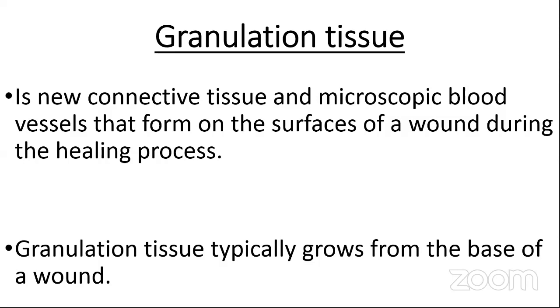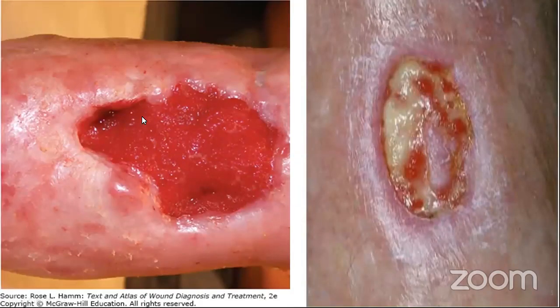Now, granulation tissue grows from the base of the wound because there is tissue there, vascularity is there, whereas the floor and all are dead tissue. So from the base of the ulcer, this new connective tissue and microscopic blood vessels start forming, and this forms a granulation tissue. When the granulation tissue looks red like this, nice, this is a healthy granulation tissue. You can see that edges are also coming closer as the ulcer starts healing.